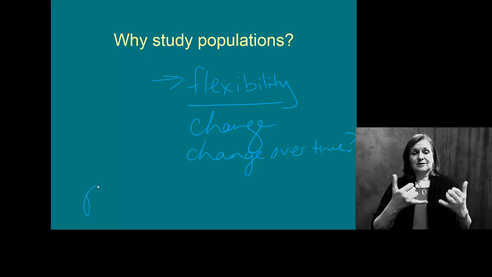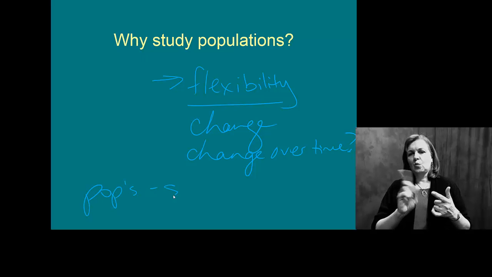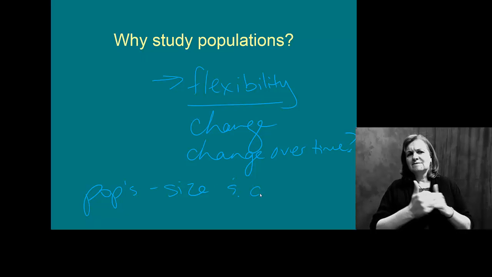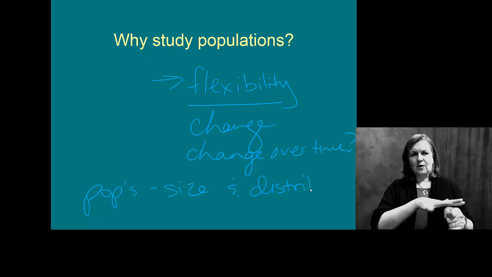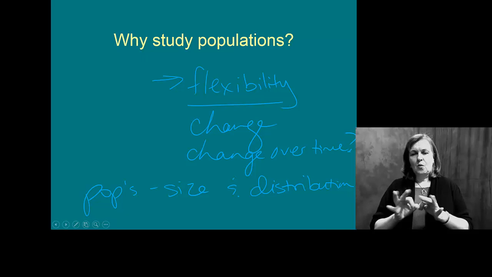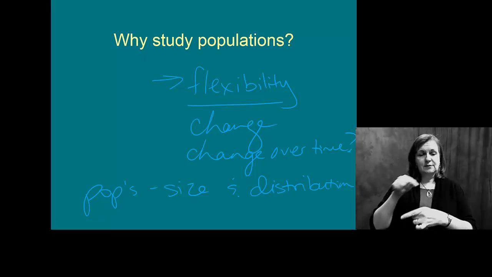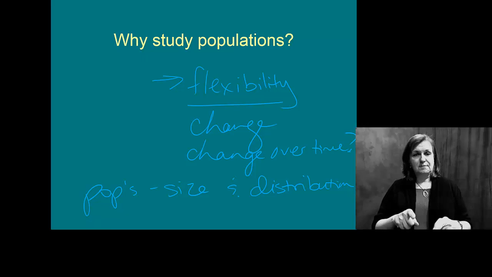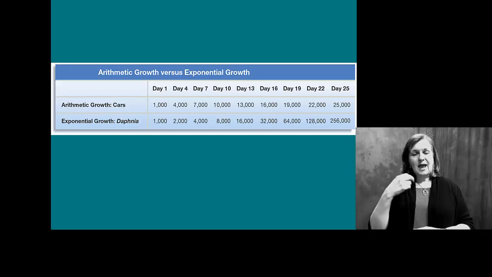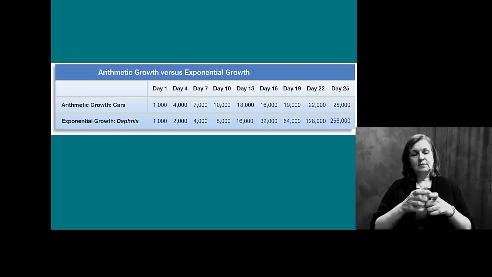So knowing the population's size and distribution, so how far does it spread in an area, is really important for scientists to understand if we're going to make predictions about changes in these populations. We've got a couple of options as far as population growth patterns.